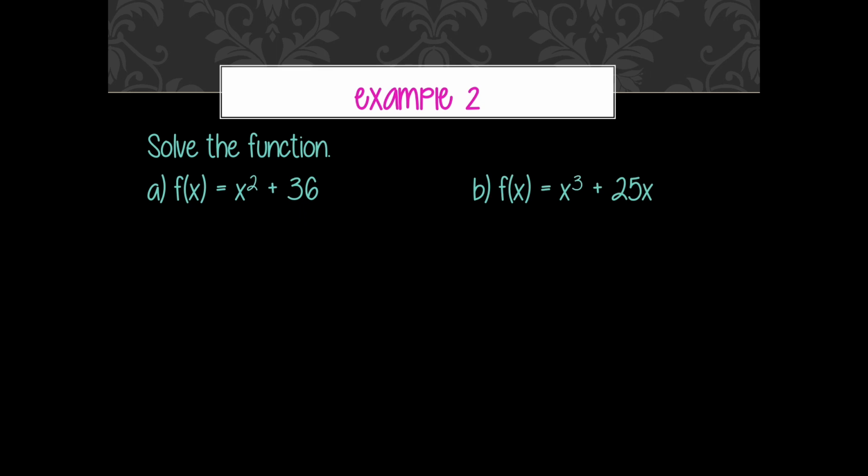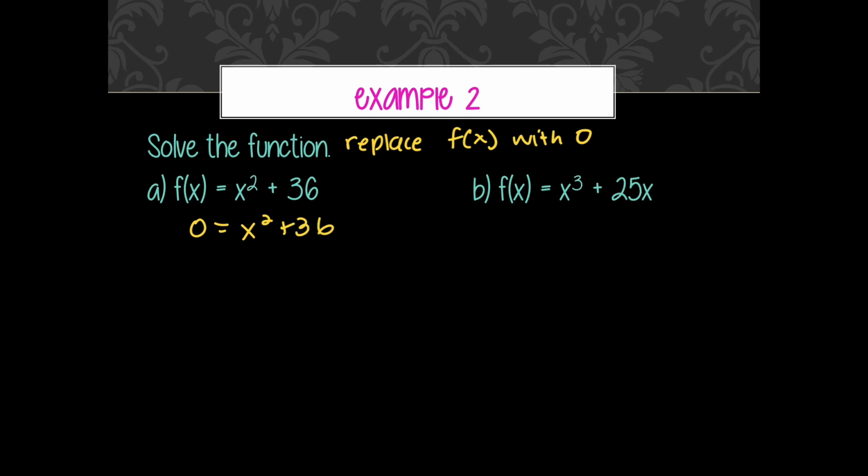Example 2 says solve the function. So remember, when we solve the function, we replace f of x with 0 and then solve it however we can. Factoring, using the even root property, sometimes using the quadratic formula. You could complete the square if you wanted to and it was quadratic. There's lots of different ways. So we start with just replacing that f of x with 0.